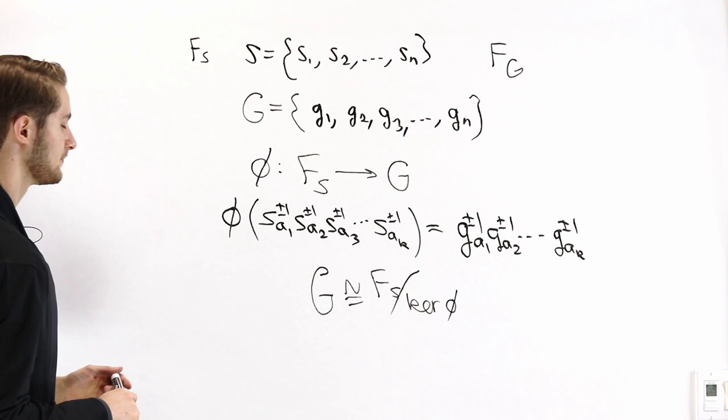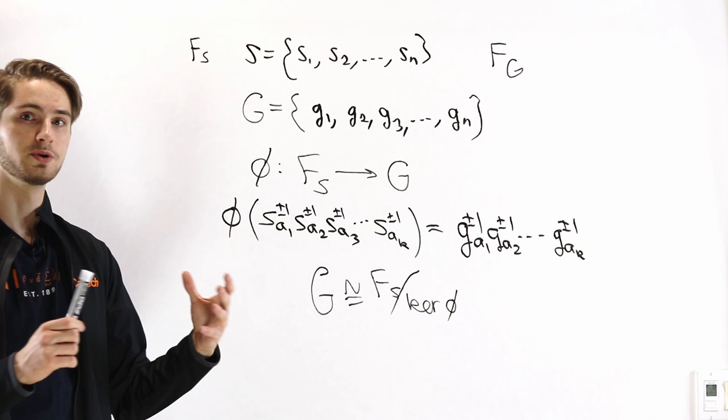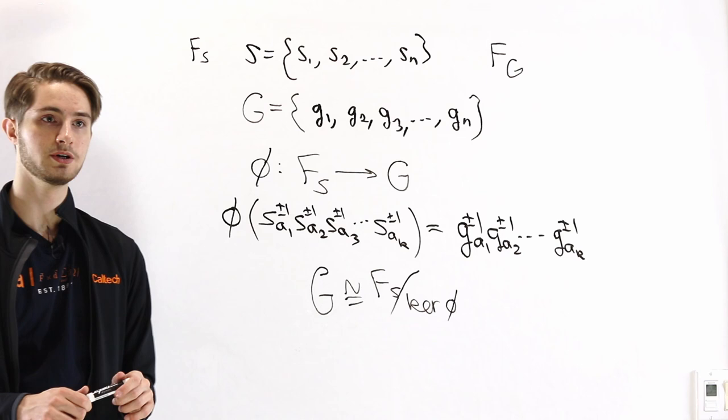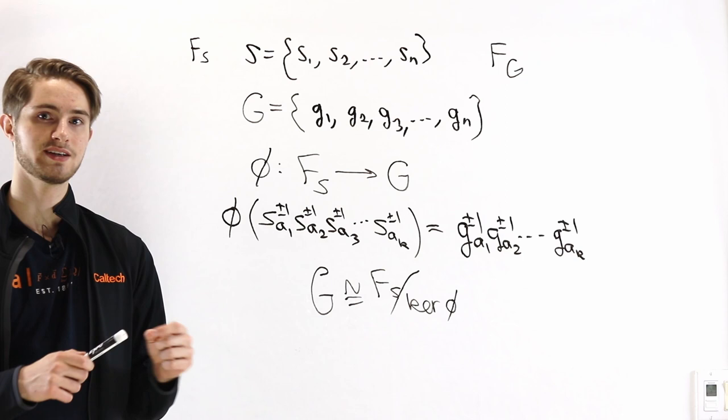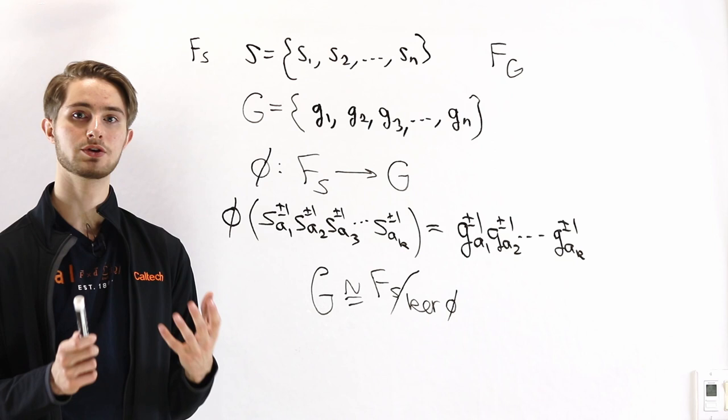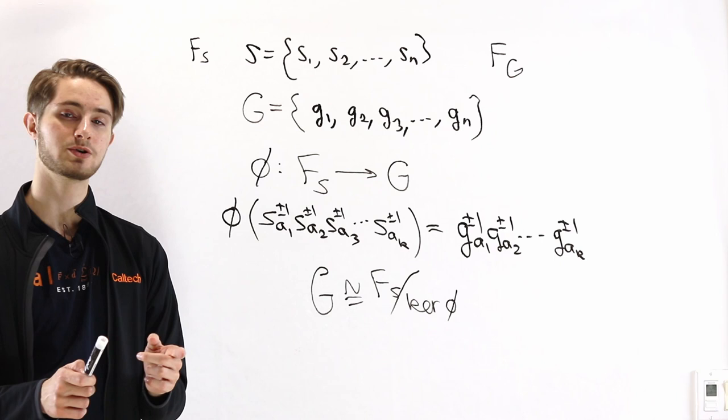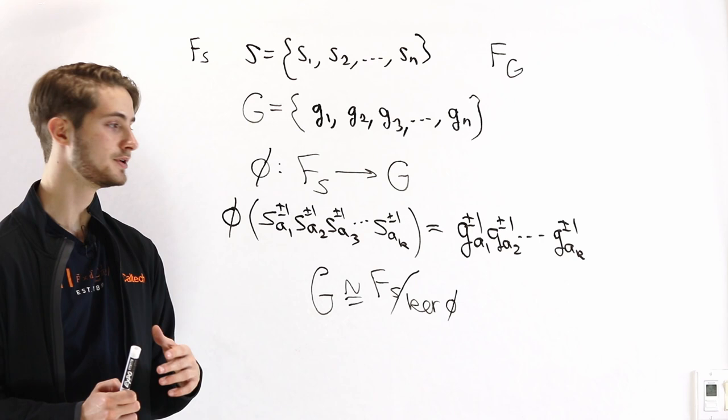And that set, the set of products that multiply to the identity, those are often called the relations on the group G. So if we think about any specific finite group, we can write it as a free group quotiented with the set of relations, the set of elements that map to the identity. And that really gives us a description of how the group works. It's an arbitrary set of products, but sometimes when we multiply those products, it just becomes the identity element. And that's what describes our group. So that's why every group is isomorphic to some quotient of a free group.